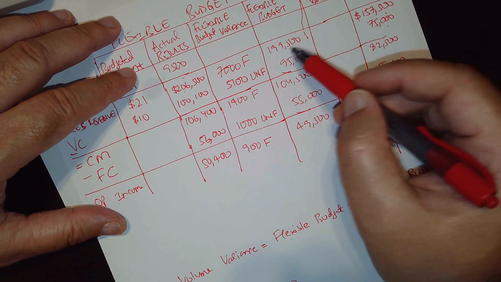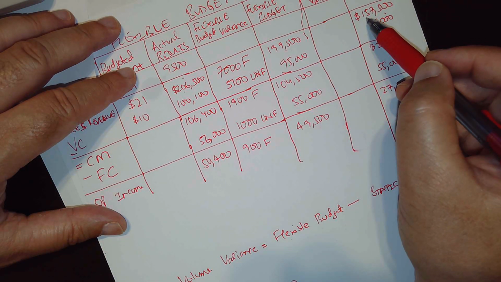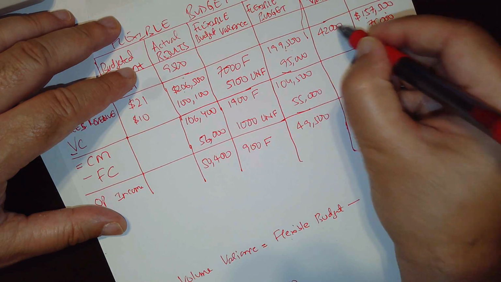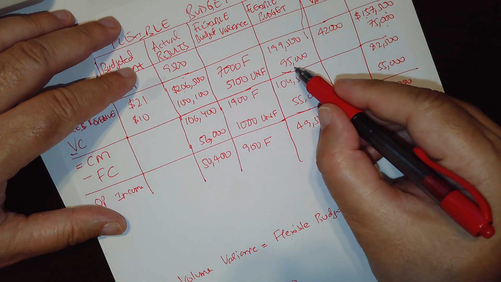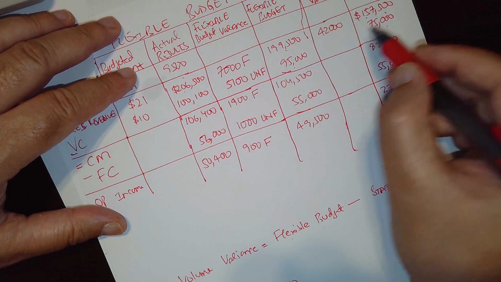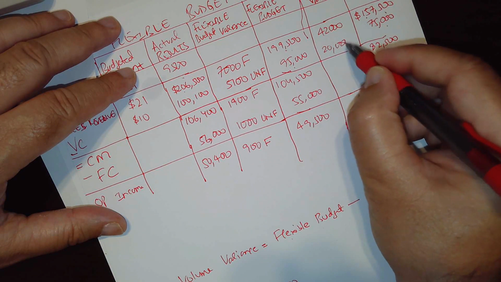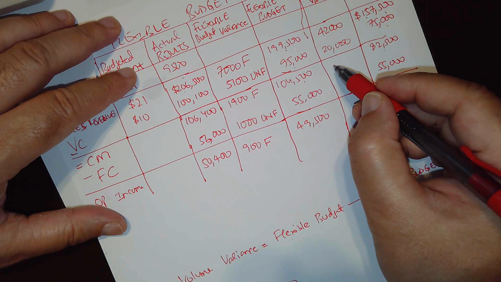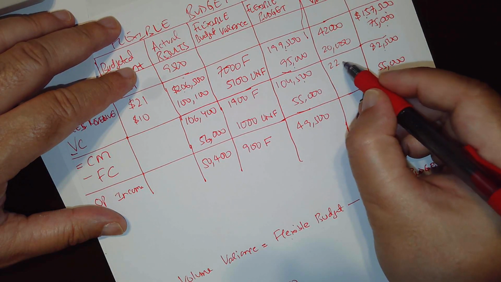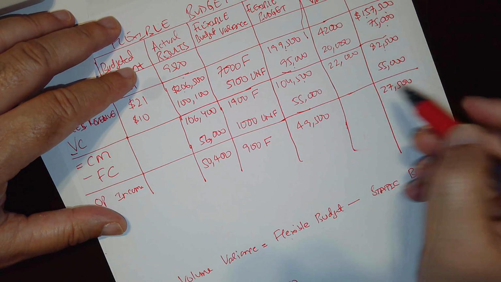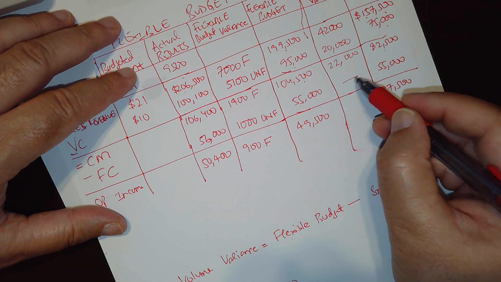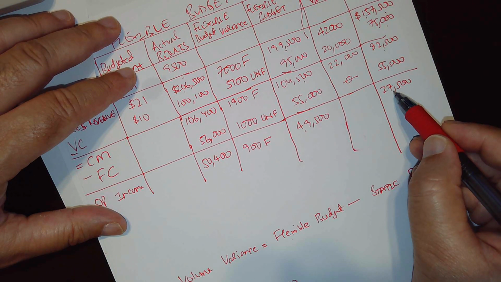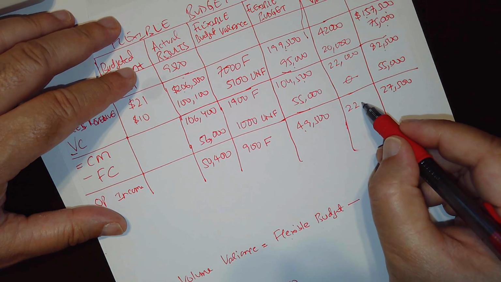So the difference between 199,500 and 157,500 is 42,000. And 95,000 and 75,000 is 20,000. And 104,500 and 82,500 is 22,000. And there is none, because 55,000 minus 55,000 is 0. And 49,500 to 27,500 is 22,000.